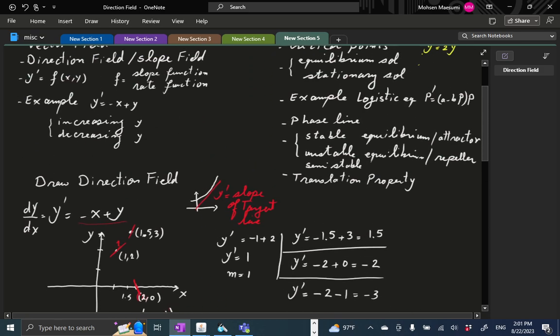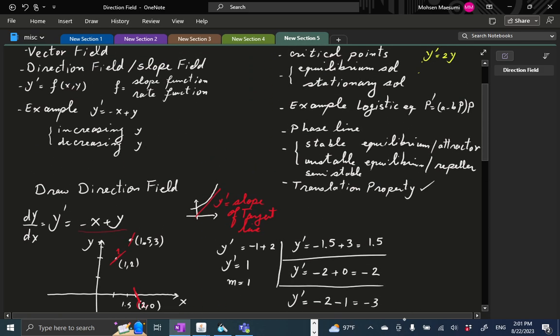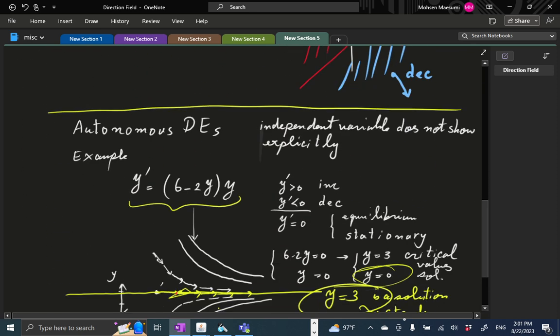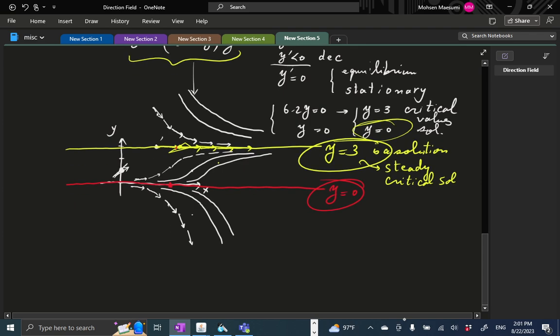This translation property for autonomous equations is that once you have one of the solutions, you can just move it left and right, and you get all the other members of the family. They all look like this.